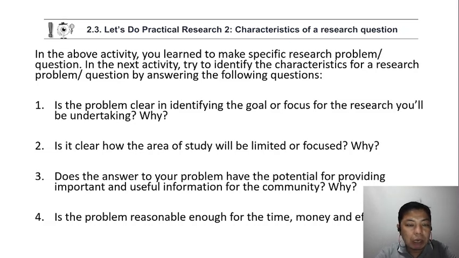For question number 1, it is asking, is the problem clear in identifying the goal or focus for the research? Does your research problem, yung research problem na na-formulate nyo from the previous activity, identify the goal of your research? Binibigay ba nito kung ano yung goal, kung ano ba yung nais nyo marating doon sa research nyo? Oo or hindi? Yes or no? And then you explain why.